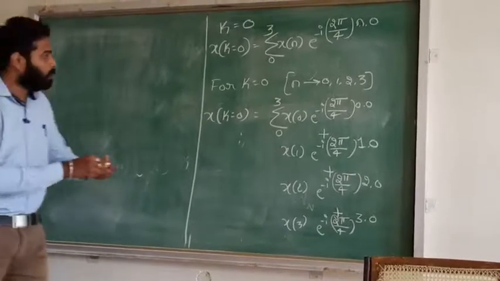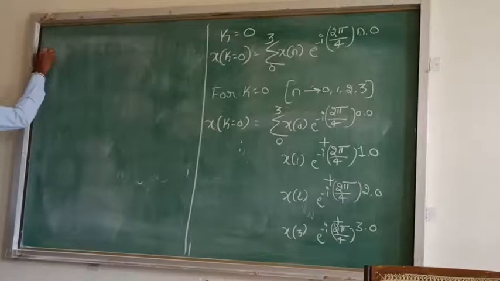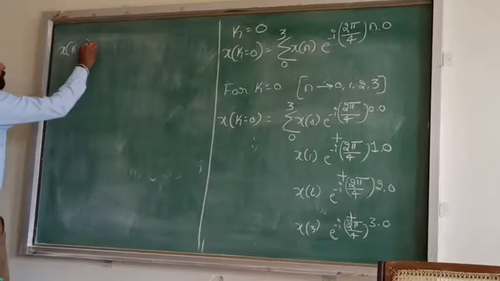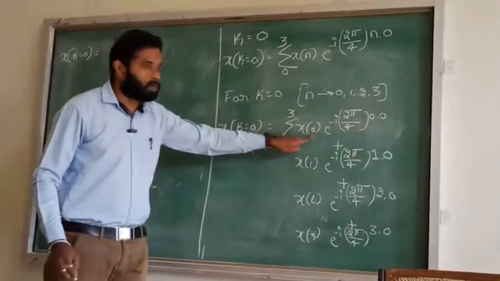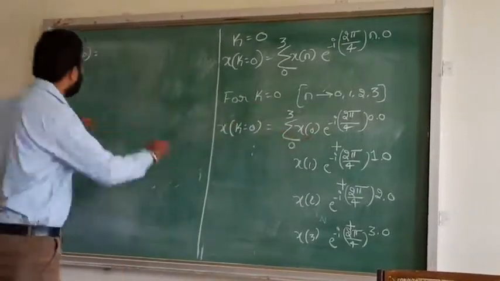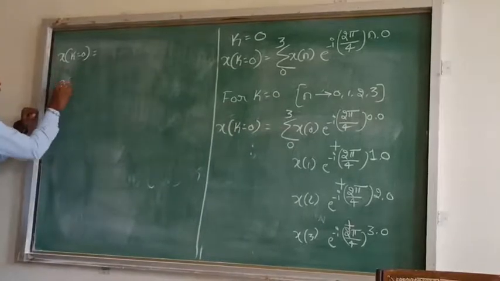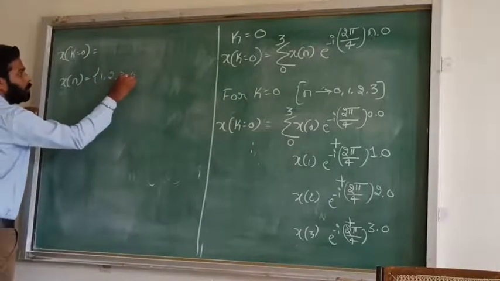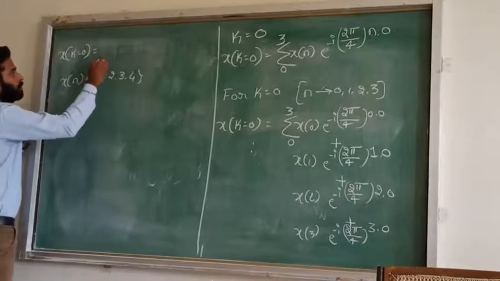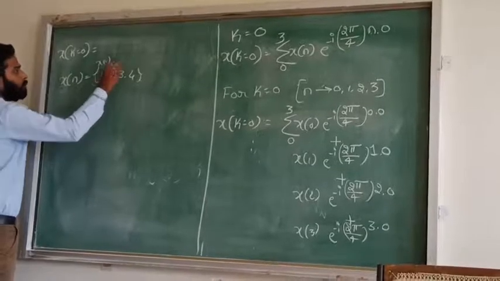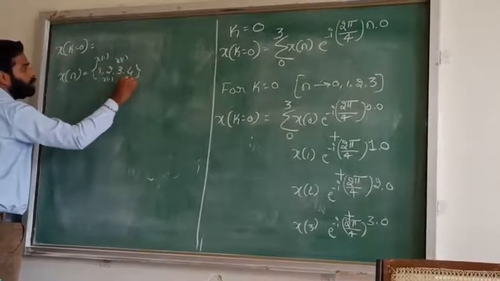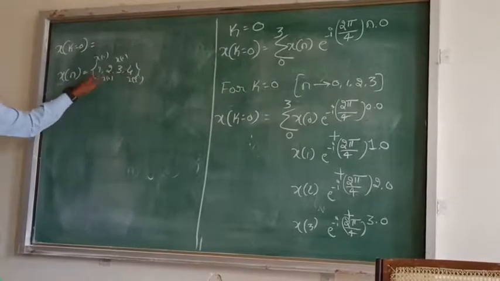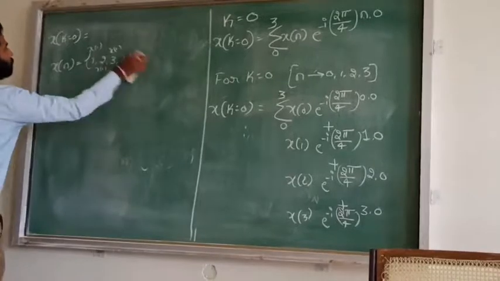Okay. Now here x at k is equal to 0. So I will write x at k is equal to 0. That's equal to x of 0. X of 0 is what? You can see here, x of n is equal to 1, 2, 3 and 4. So this is x of 0, this is x of 1, this is x of 2 and this is x of 3. X of 0, x of 1, x of 2 and x of 3.